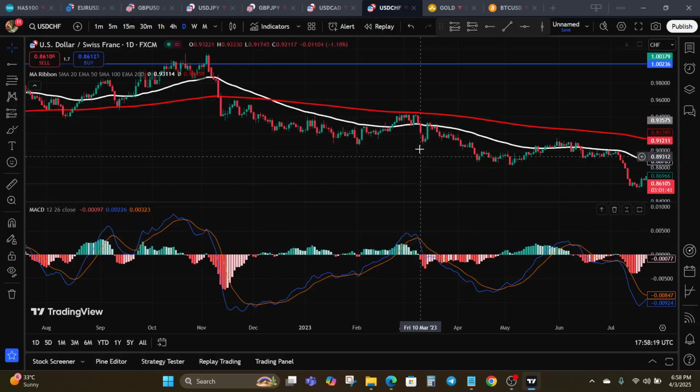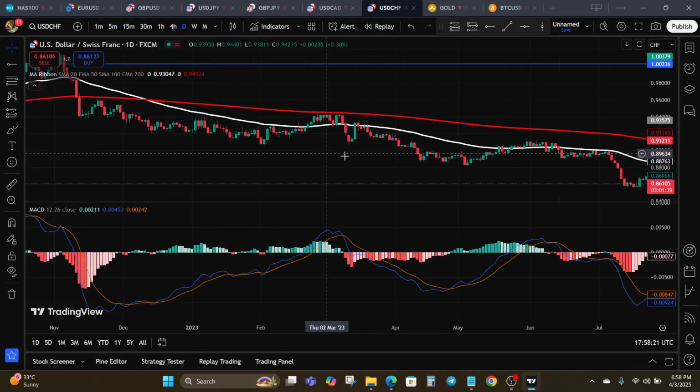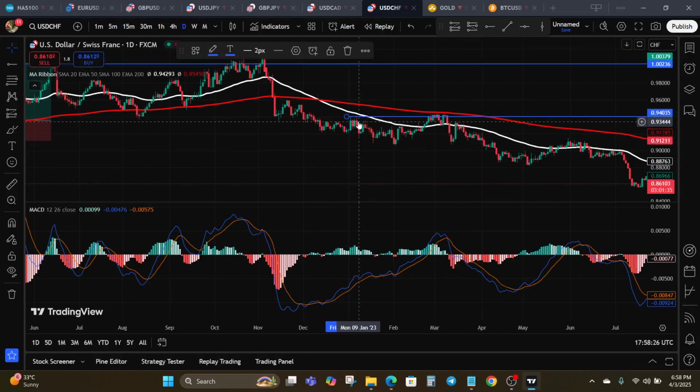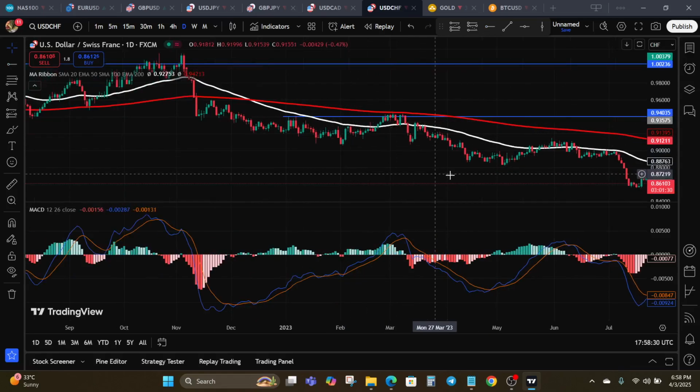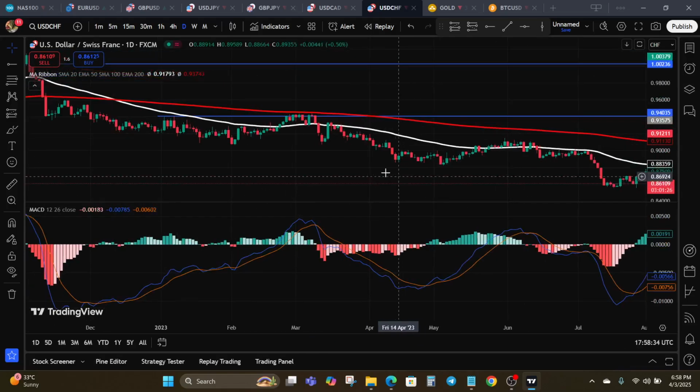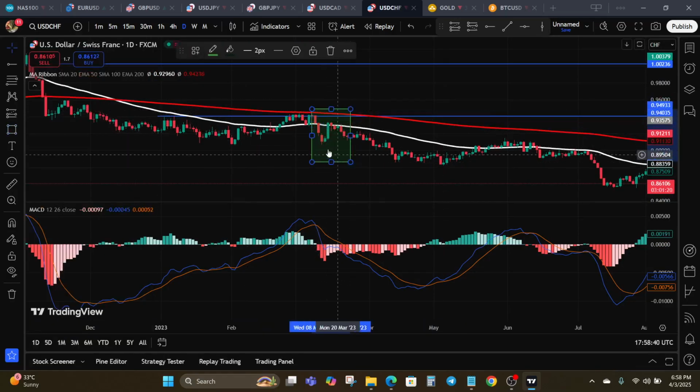The MACD crossover happened around here, and then we can see that there was actually a rejection from this resistance. If you look carefully, you can see that there is a resistance zone around here. So price got rejected around the resistance, and we had the formation of a bearish candlestick pattern. Remember, that candlestick pattern is one of the things you should be looking out for.